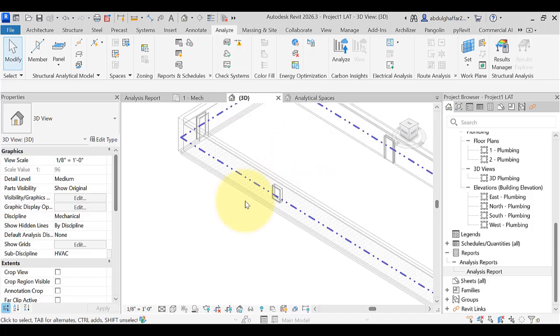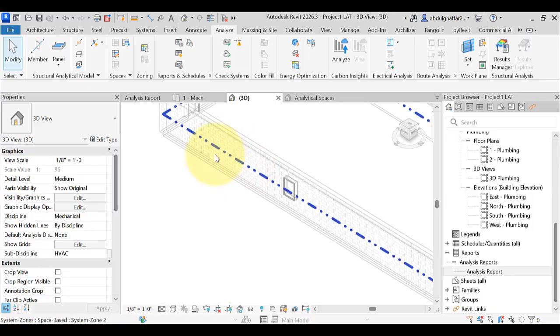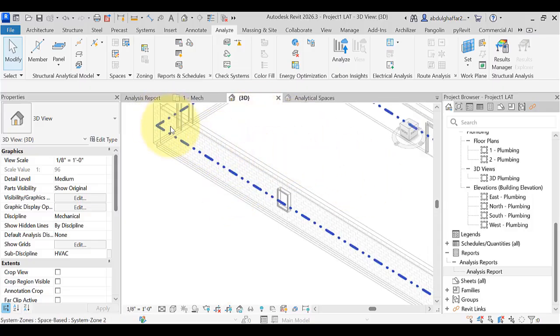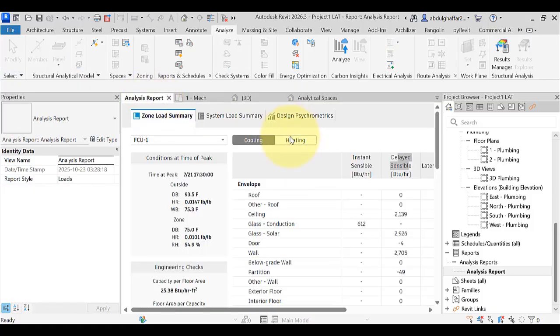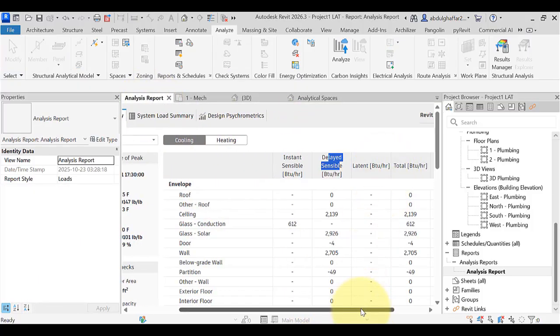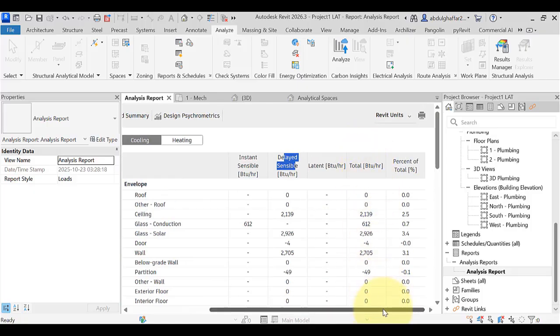Heat directly transfers inside the space, but when the heat rays fall on an external wall and through conduction it comes to the internal wall and internal space, then it takes some time. That is the delayed sensible load. And the third one is latent heat transfer, and this is the total BTU per hour.